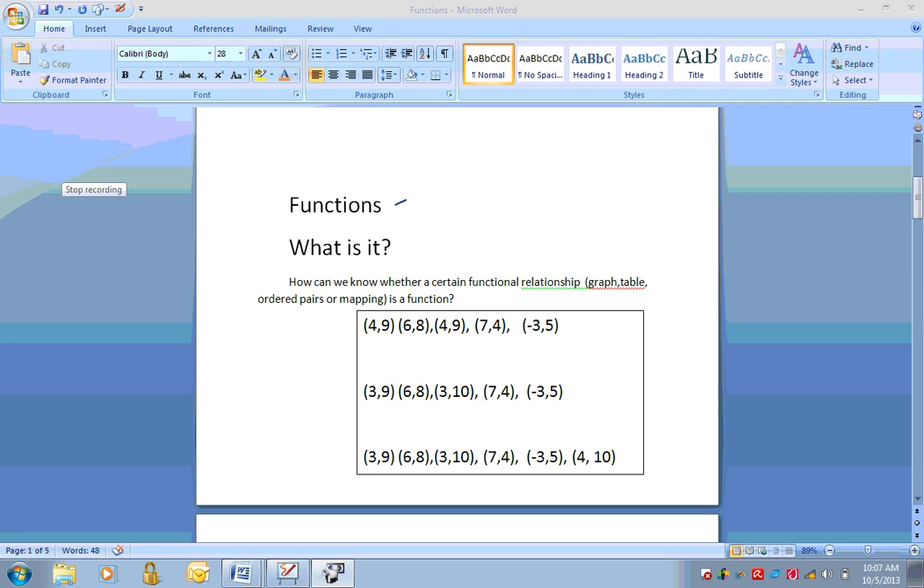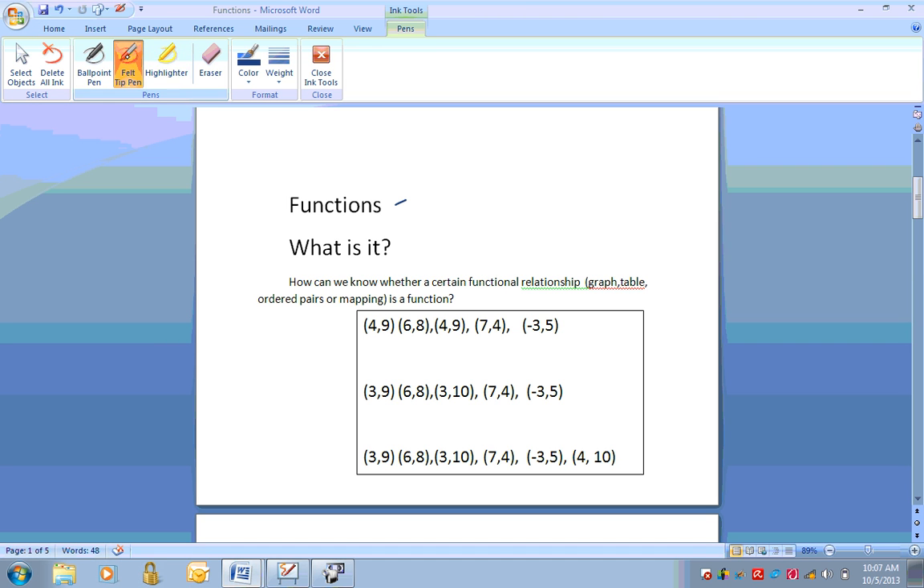So in mathematics, a function is just another term for reliable predictability. What I mean by that is, when we're dealing with functions, each individual input, which is your x, can only have one specific output, which is your y. So what does that mean?